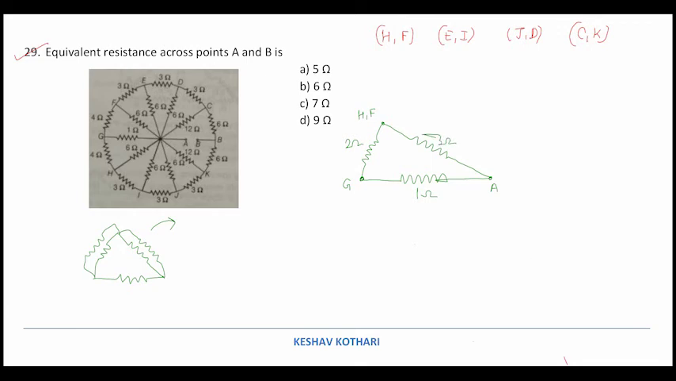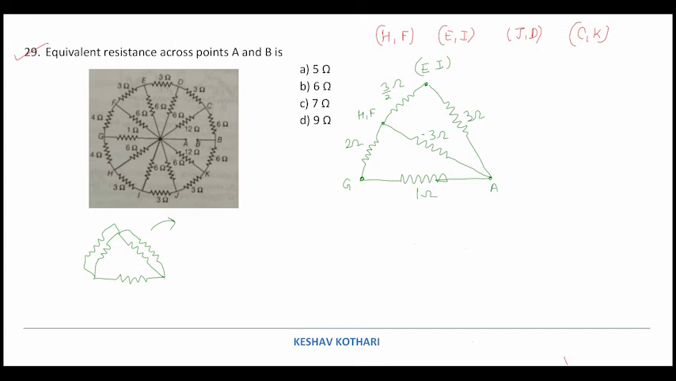So this will give us a value of 3 ohm. Now we move to points E and I. Between E and I, this is 3 and 3, so in between we will get 3 by 2 ohm, and over here we will get again 3 ohm because there is a 6 ohm resistor.